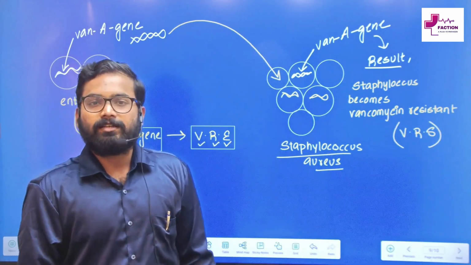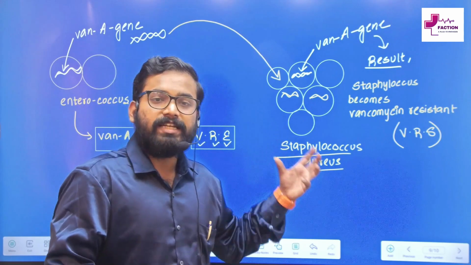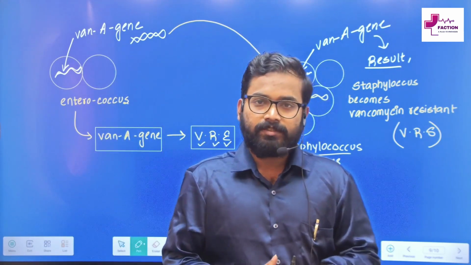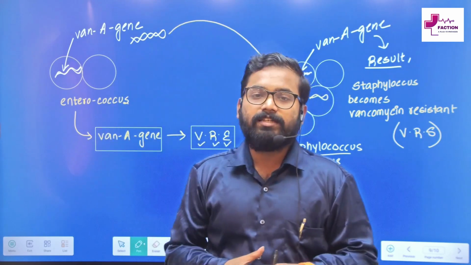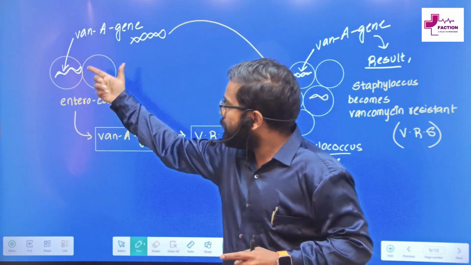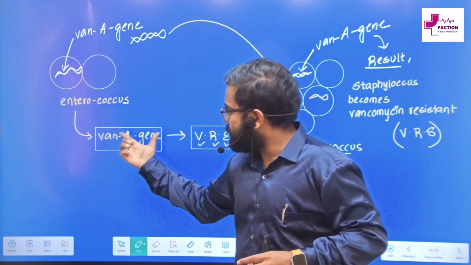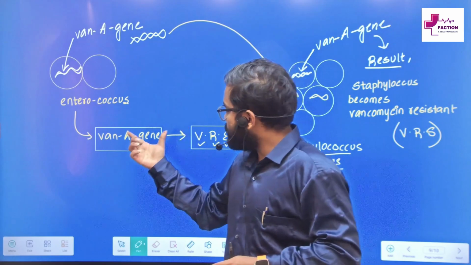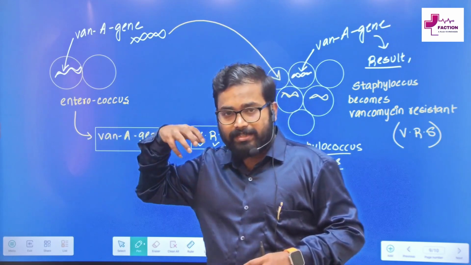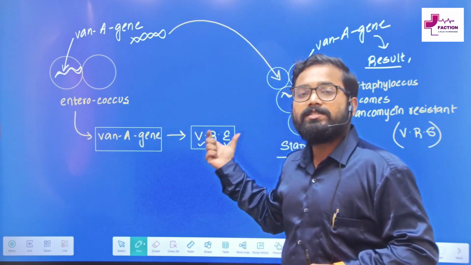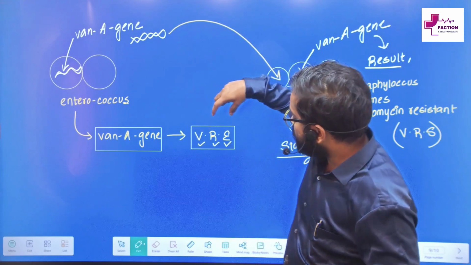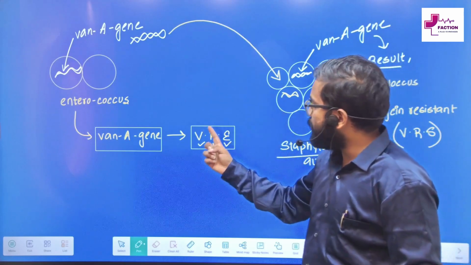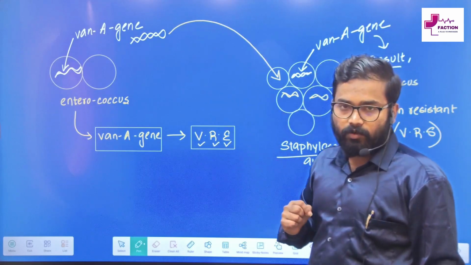Is that part clear? Why bacteria need this part is what we call significance. Why do bacteria do transposition? This is what we study under the topic of significance. An enterococcus has a gene called Van A gene, which is a transposable element. This transposable element has the potential to make it vancomycin resistant. If this Enterococcus becomes vancomycin resistant, we call it vancomycin resistant Enterococcus.